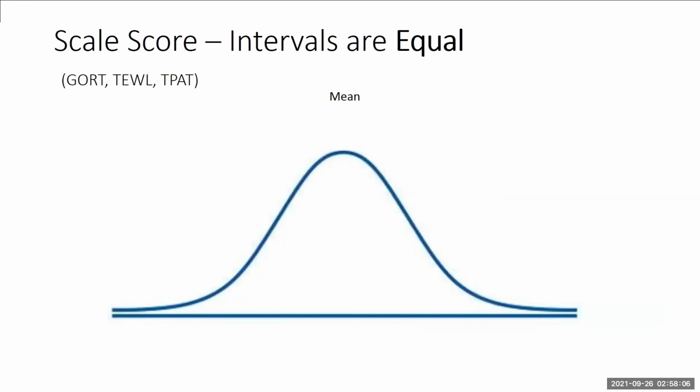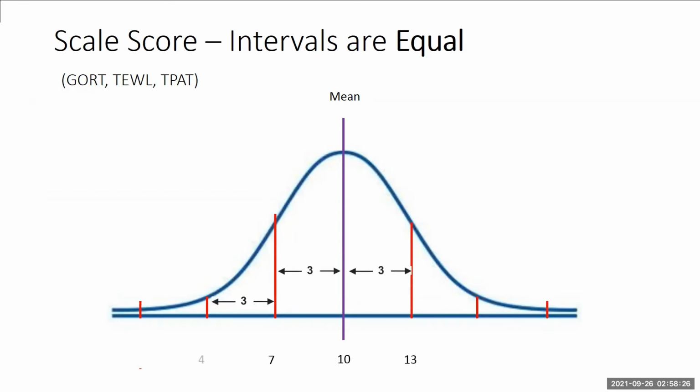A scaled score is a different method for dividing the normal curve. The statistical calculations set the average score as 10 rather than 100. It has 6 rather than 8 divisions with equal intervals between them. The standard deviation between each division is 3 rather than 15.